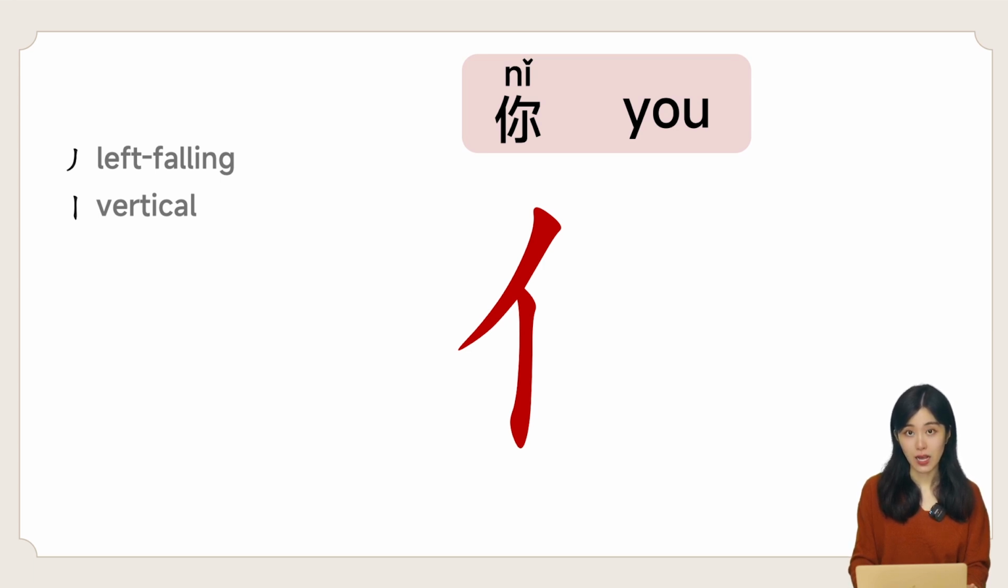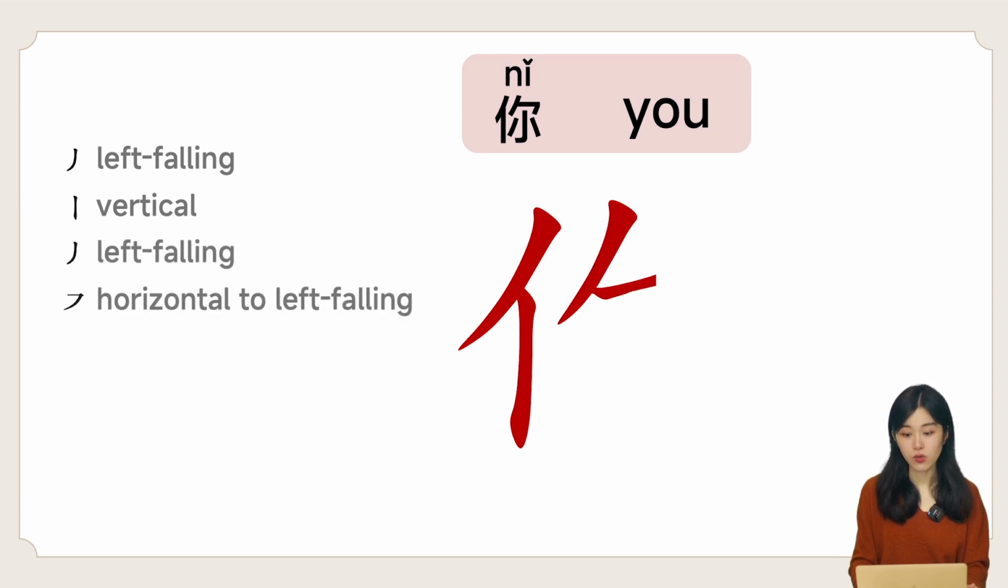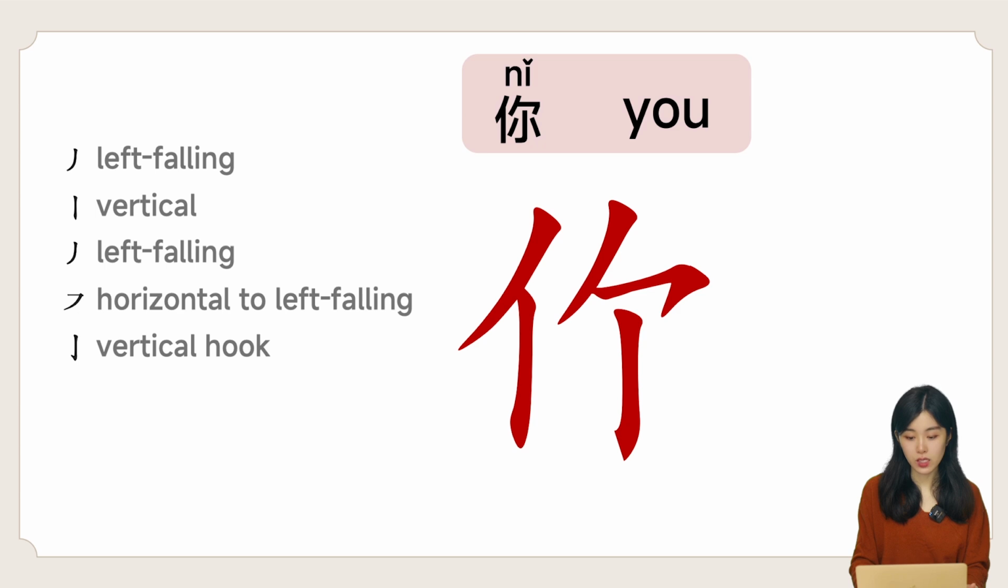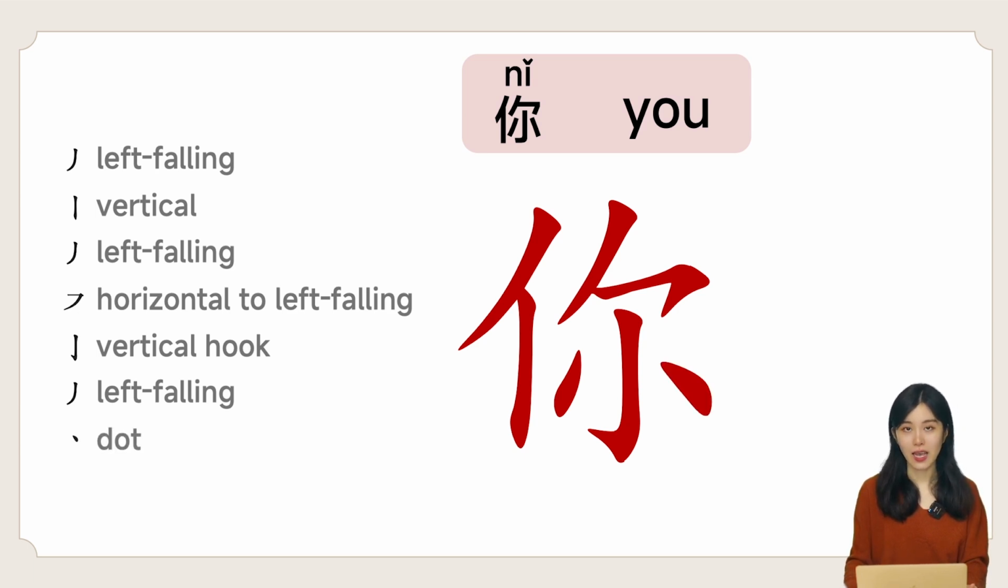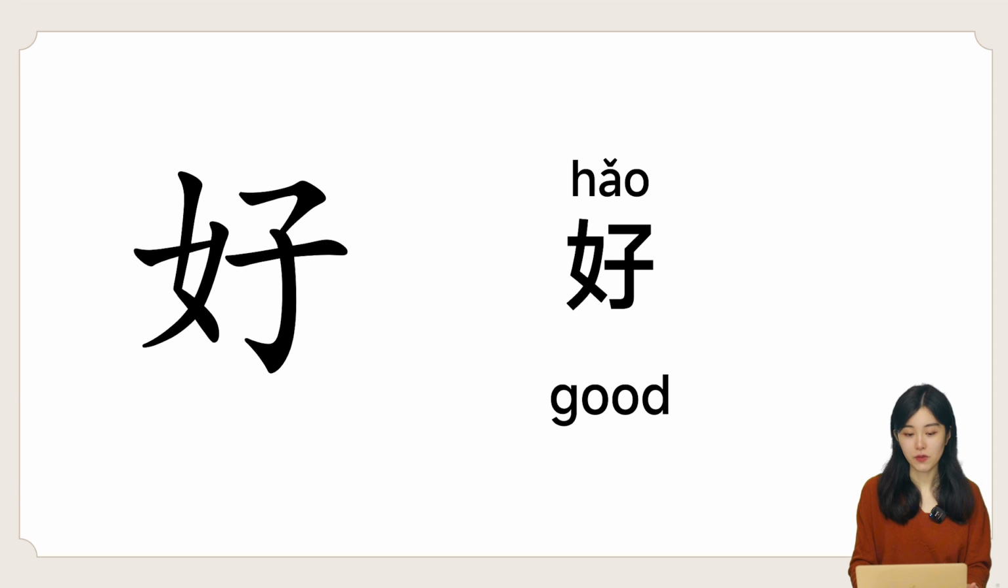Next, we'll learn to write the right part of this character. The left falling, and then horizontal to left falling. Write it all at once. Next, we write vertical hook. Write it all at once as one stroke. Then we write left falling. Finally, the dot. Okay, it's a little bit complicated, and I will talk about this character again in the later class. Now move on to the next example character.